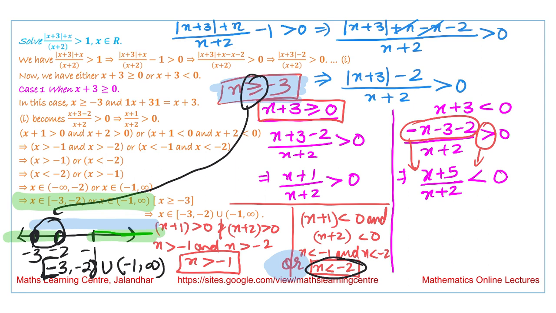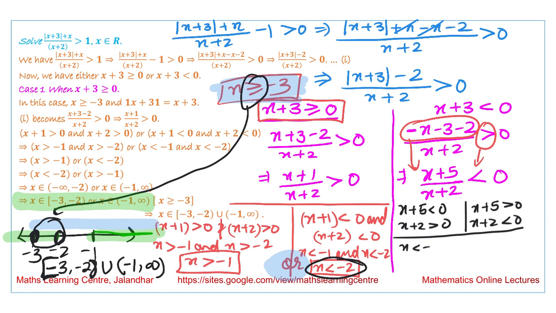In the second case, we will have x plus 5 is less than 0 and x plus 2 is greater than 0, or x plus 5 is greater than 0 and x plus 2 is less than 0. From the first we are getting x is less than minus 5 and x is greater than minus 2. From the second, x is greater than minus 5 and x is less than minus 2. Combining the first results gives nothing.